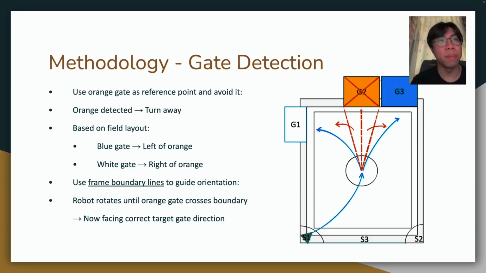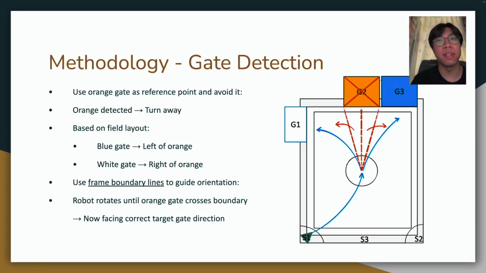We also have boundary lines to guide the robot to turn to a specific angle to find the gate. When the robot sees the orange gate, it will turn right to find the white gate. When the bounding box of the orange gate has passed these boundary lines, the robot stops turning, because when the orange gate has already passed these vertical lines, it means that the robot is already facing the white gate. Or in the last challenge, we need to find the blue gate. The robot turns left when it sees the orange gate, and when the orange gate has passed the left-hand side vertical line, it means the robot has already turned and is facing the blue gate.